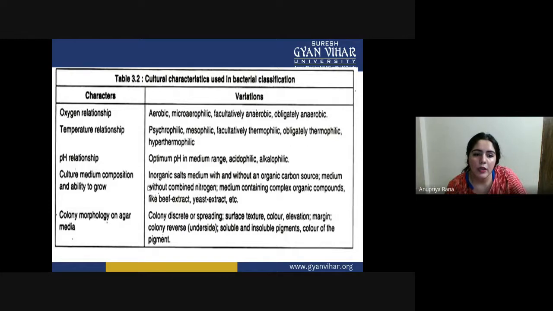Colony morphology on agar media. When we evaluate the colony formation on the agar plate, that is also a measurable characteristic on which we can classify.